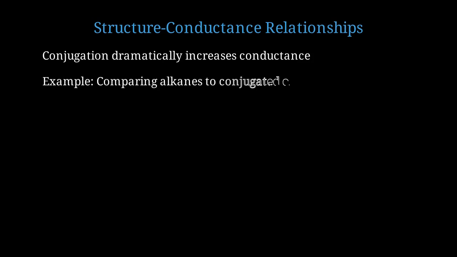Let's compare. A 10-carbon alkane might have a conductance of 10 to the minus 8 Siemens. A conjugated oligophenylene of similar length could have conductance of 10 to the minus 4 Siemens, 10,000 times higher. The conductance of conjugated molecules is much greater than saturated molecules. The difference can span many orders of magnitude.